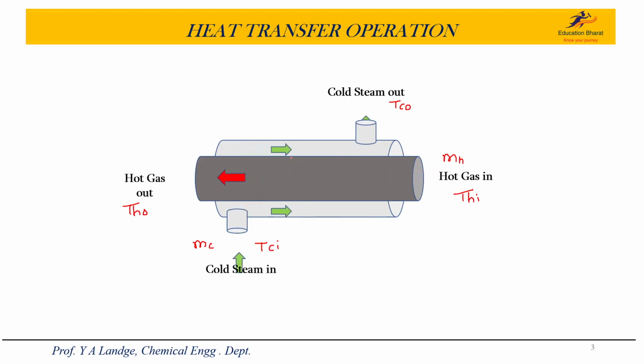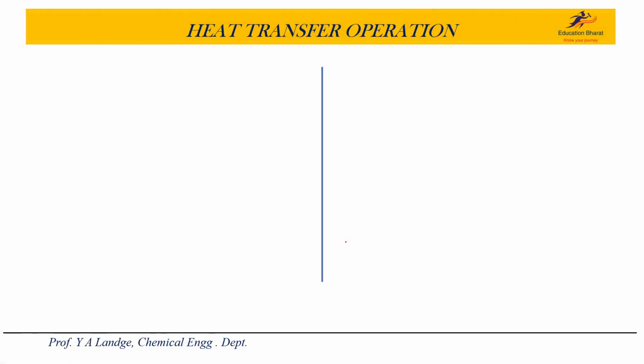The geometry is given. Here the diameter of the tube is given. Also, they give the length of the tube. From that, we try to calculate how many tubes are required. So let's see first what data is mentioned here.